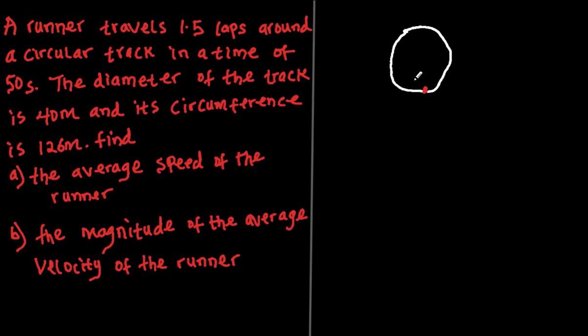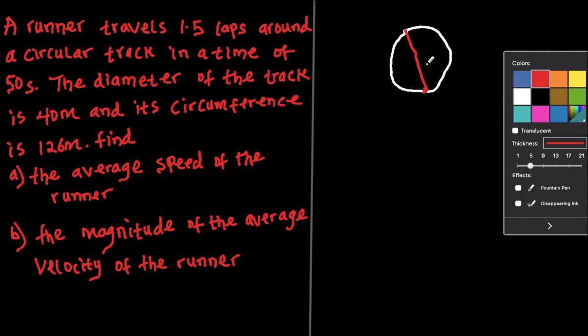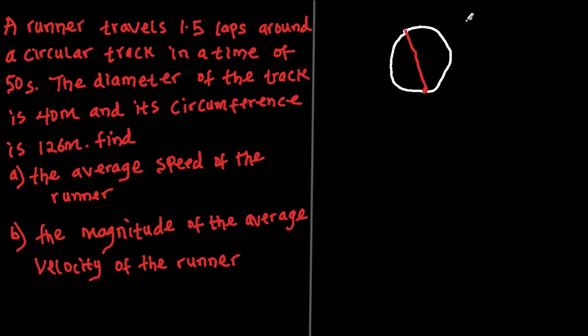Now, the question is, we are told that the diameter of the track is 40 meters. So what is a diameter? The diameter is a straight line that passes through the center of a circle. Right, so this is the diameter. It is 40 meters, and the circumference is 126 meters. Diameter is 40 meters. Now find the average speed.